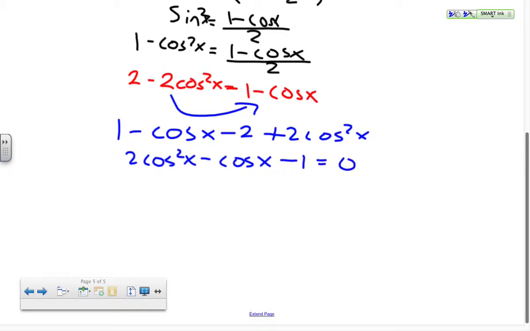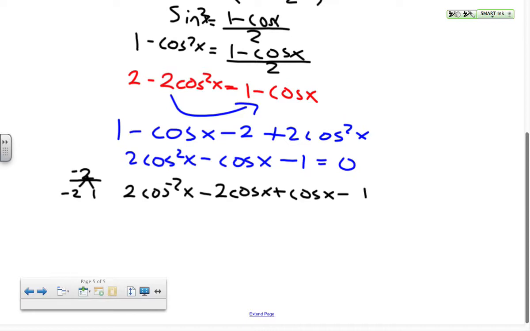Now I can factor. I'm going to go through this factoring again a little slowly because that's what we had trouble with last time. 2 times negative 1 is negative 2. Factors of that give me a negative 2 and a positive 1. So I end up with 2 cosine squared x minus 2 cosine x plus cosine x minus 1.